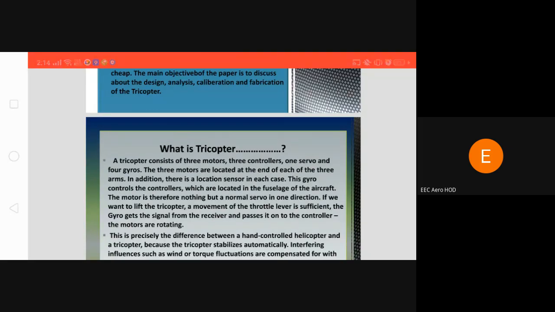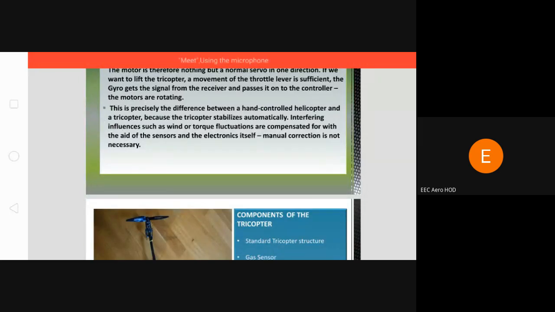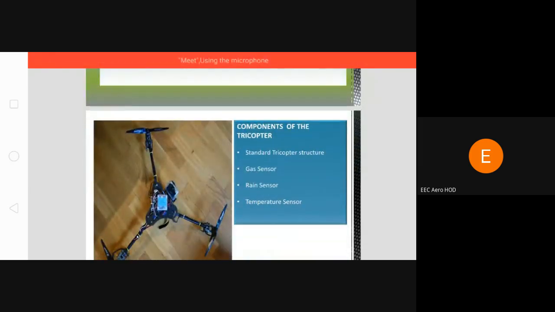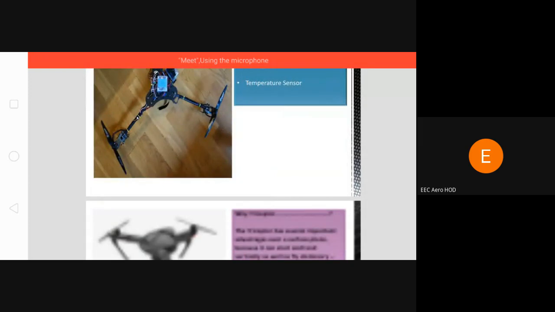Our tricopter is of small size, and one among the disadvantages of our tricopter is that it is more difficult to discern which part of the tricopter is noisy. So this may be difficult for the beginner to handle. I told that we are using more than one sensor. These are gas sensor, rain sensor, and temperature sensor. These are the main components we needed for our tricopter. That is a standard tricopter structure.